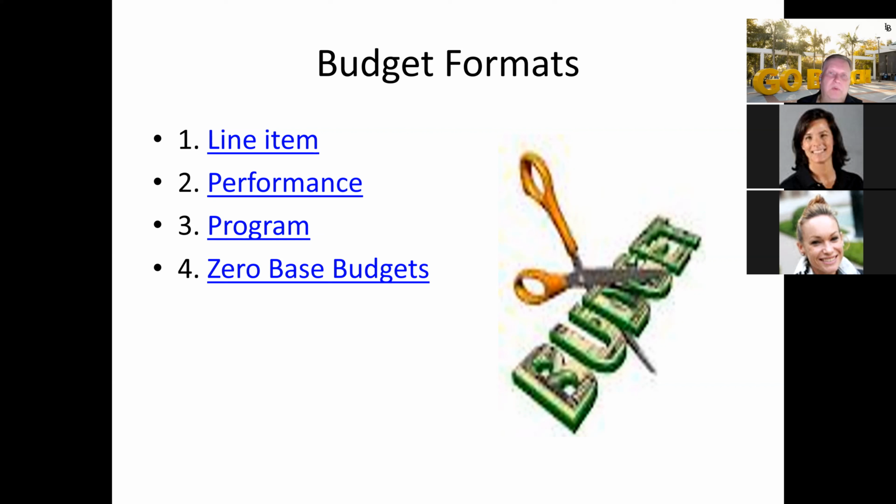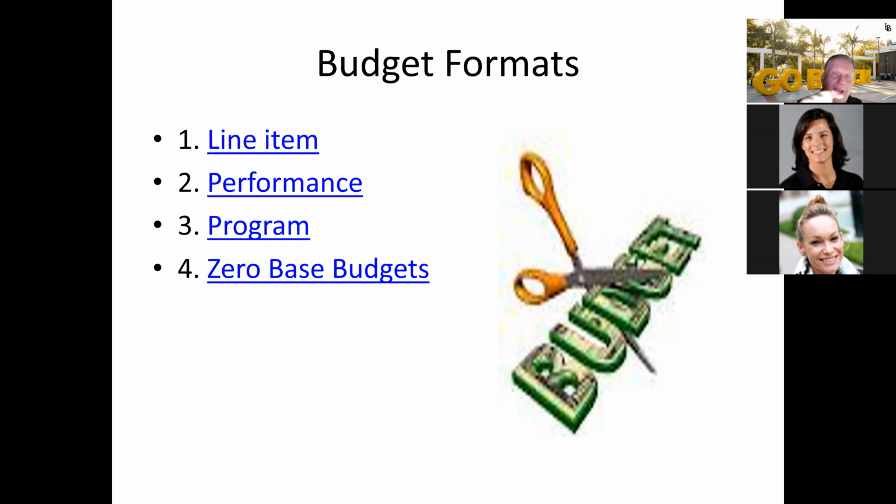But the first type of budget format is what's called a line item budget. Line item budgets are very simple. Here's the amount of money we're spending, and this is what we're spending the money on. So sometimes line item budgets are called object of expenditure budgets.